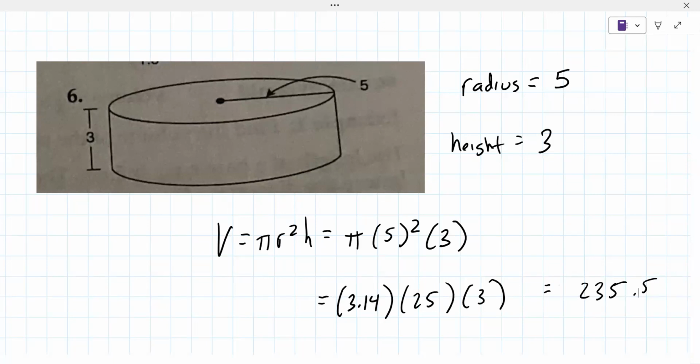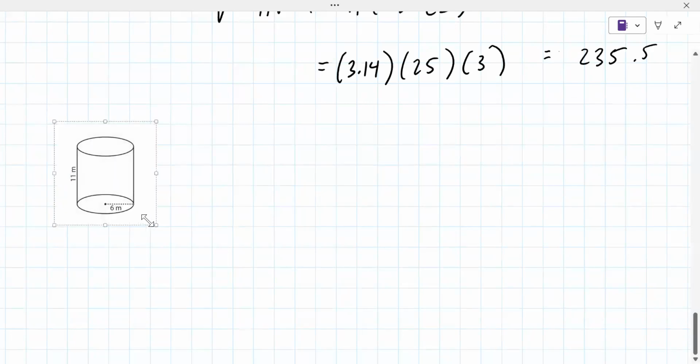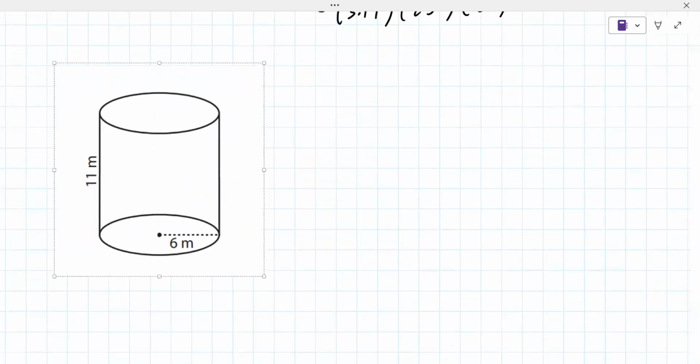This one's a little bit different. Actually, I don't know if we want to do that one yet. Let me look for a worksheet. All right, so here's a new problem for you to try. I want you to go ahead and determine the volume of this cylinder, please.